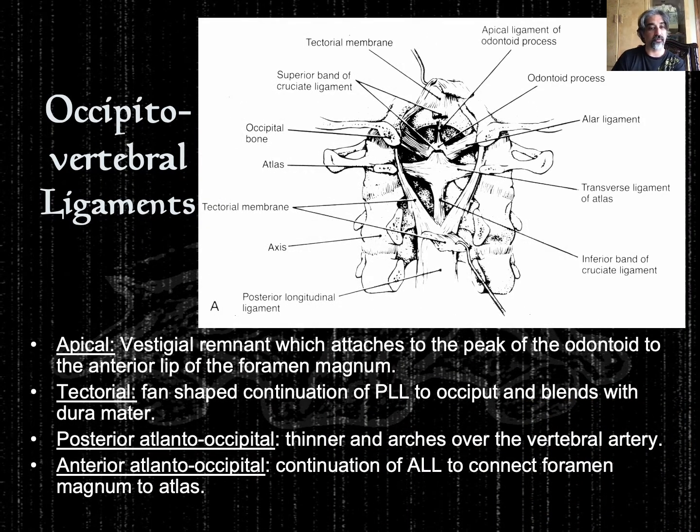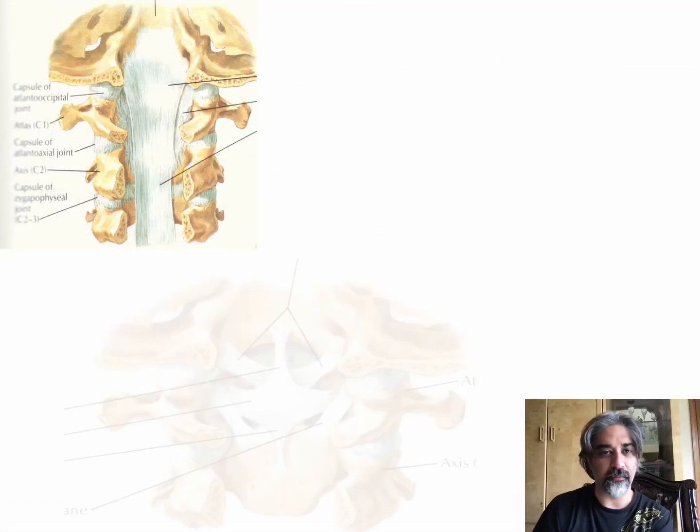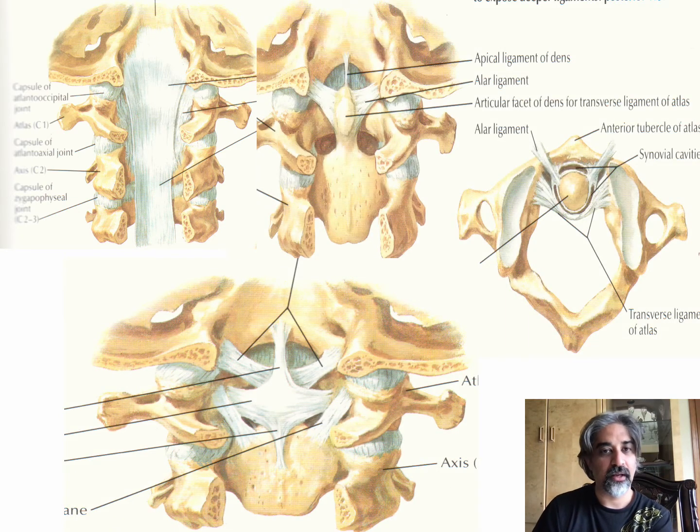And these are the different ones: the apical, tectorial, posterior, and anterior Atlanto-Occipital ligaments. These are from Netter, essentially showing you the same thing. I like this one right here, as it shows you the transverse ligament of the atlas. As you can imagine, if this gets messed up, this is going to come posteriorly, and you're going to see that on MRI.